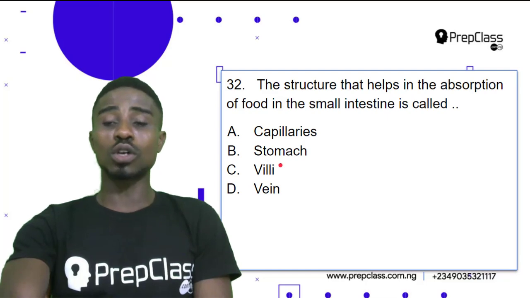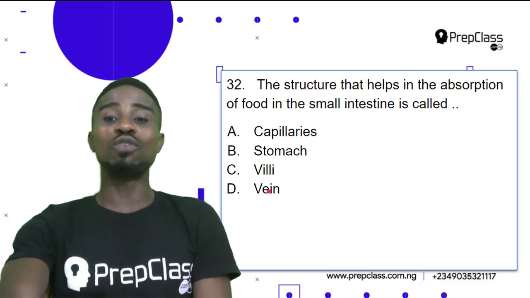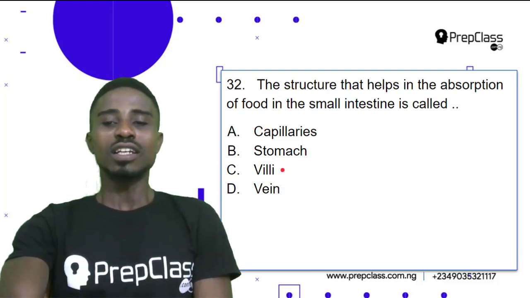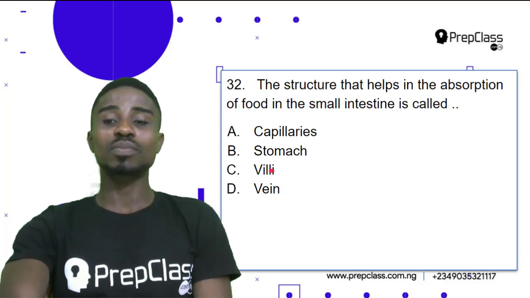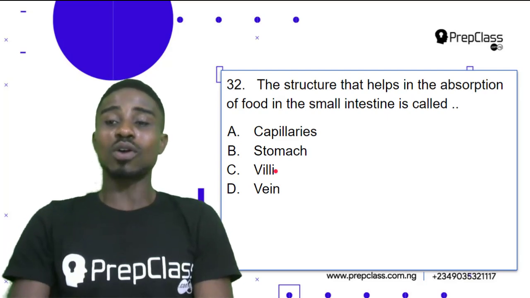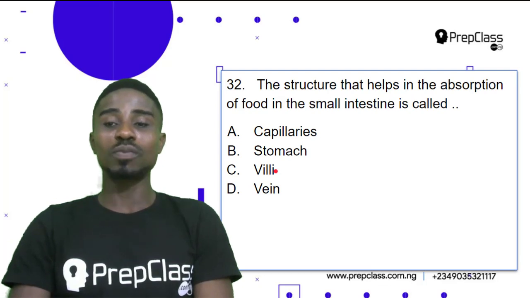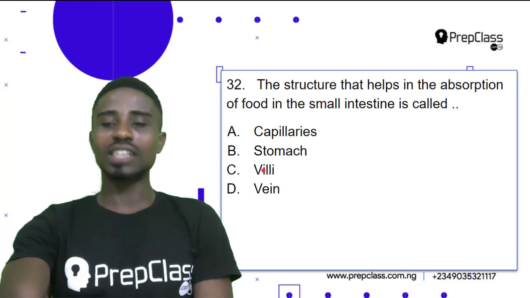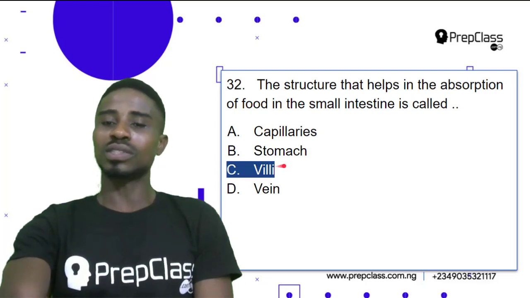Now, if you look at option C, villi, we might have little or no idea about it. Okay, let's hold on to it. Then go to the next option, vein. We also know that vein has nothing to do with food absorption because it carries blood. So definitely, this one that is a bit unknown to us is our correct answer. Villi is actually our correct answer because it helps in the absorption of food in the small intestine. So our correct answer will be villi. Let's check it out. So this is our correct answer.